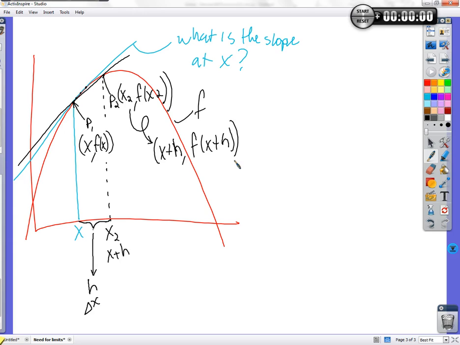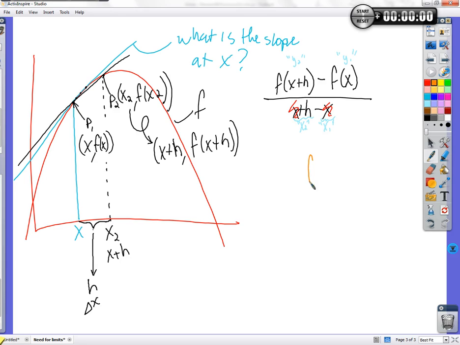Now if we wanted to find the slope between this point p1 and this point p2, how would we do that? How do you find the slope between two points? F of x plus h minus f of x, right? Over, we could call this y2 minus y1, over x2 minus x1. Now what happens when we do this on the bottom? We get h. The x's cancel, they go away, and we get just h. So our new expression looks like this, just over h.